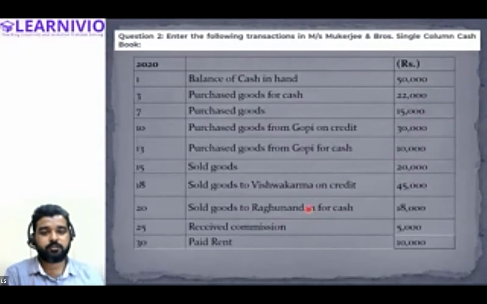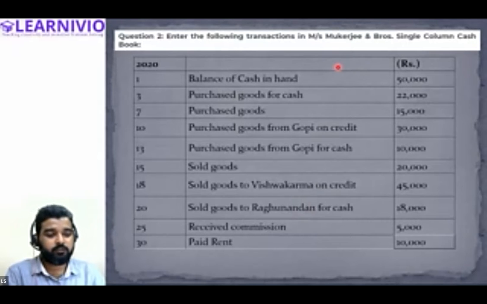So this is the question. I'm here. If you have any doubt understanding any point, do let me know. So let me read this question for you. These are the various transactions that Messrs. Mukherjee and Brothers has transacted. First of all, there is a balance of cash in hand. See, what is balance of cash in hand?